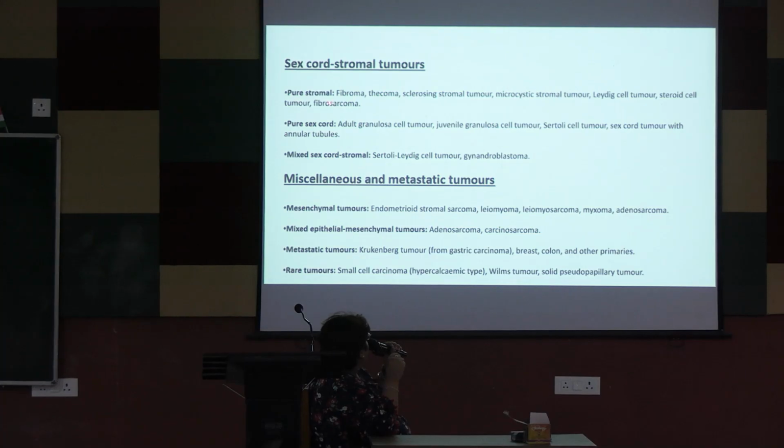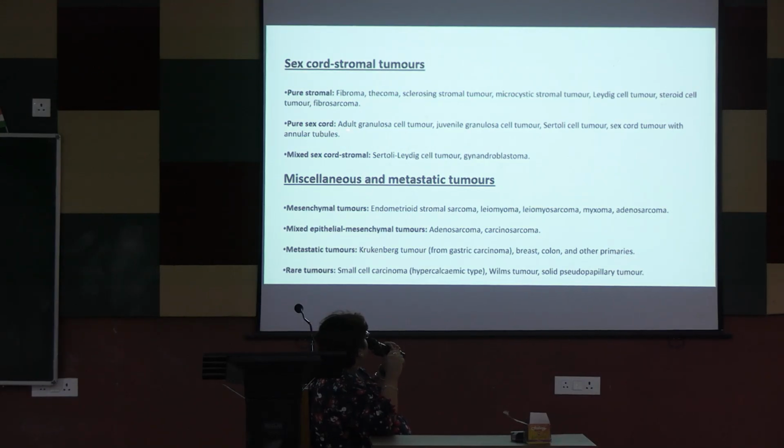This may be pure stromal tumors, pure sex cord tumors, and mixed sex cord-stromal tumors. What are the pure stromal tumors? They arise from the supporting cells of the ovary. These are fibroma, thecoma, sclerosing stromal tumor, microcystic stromal tumor, Leydig cell tumor, steroid cell tumor, fibrosarcoma. These are purely arising from the supporting tissue.